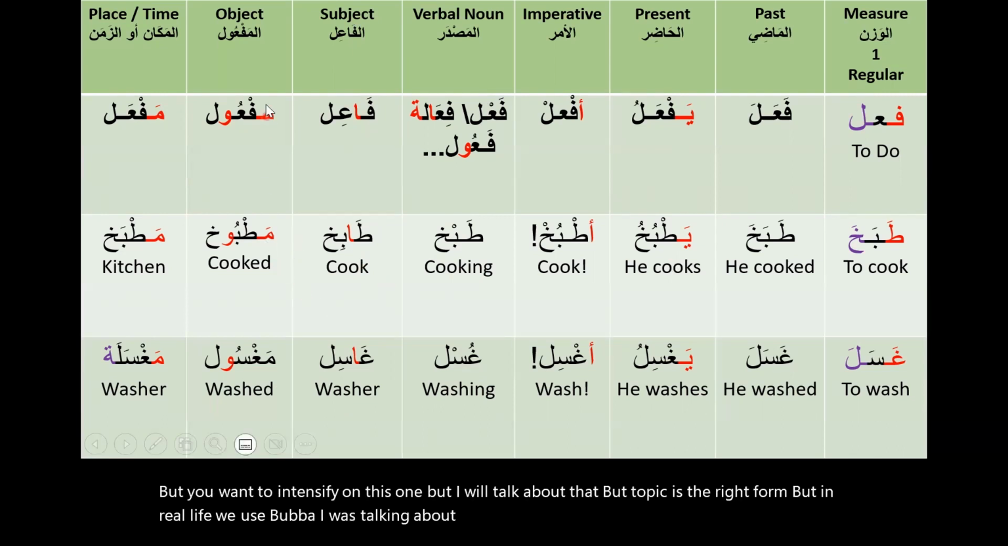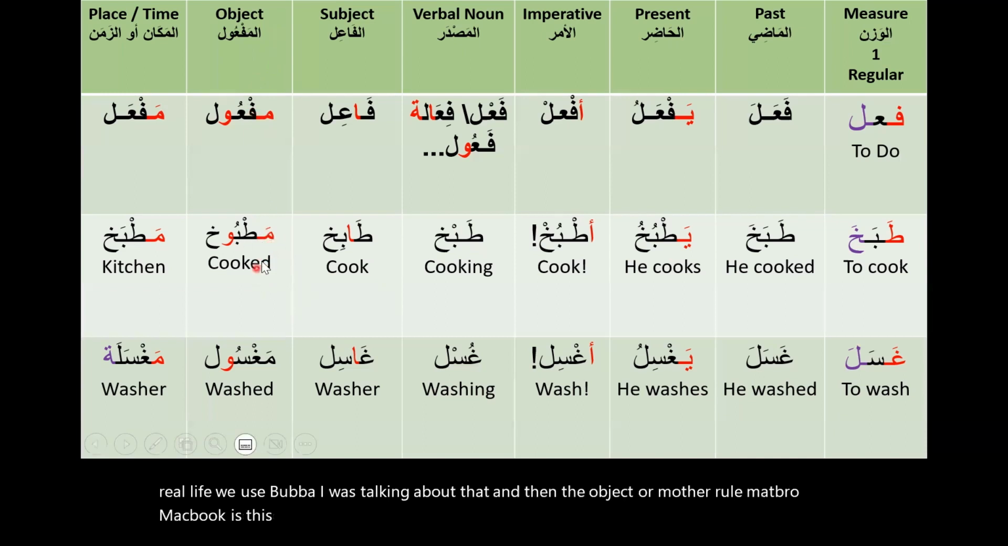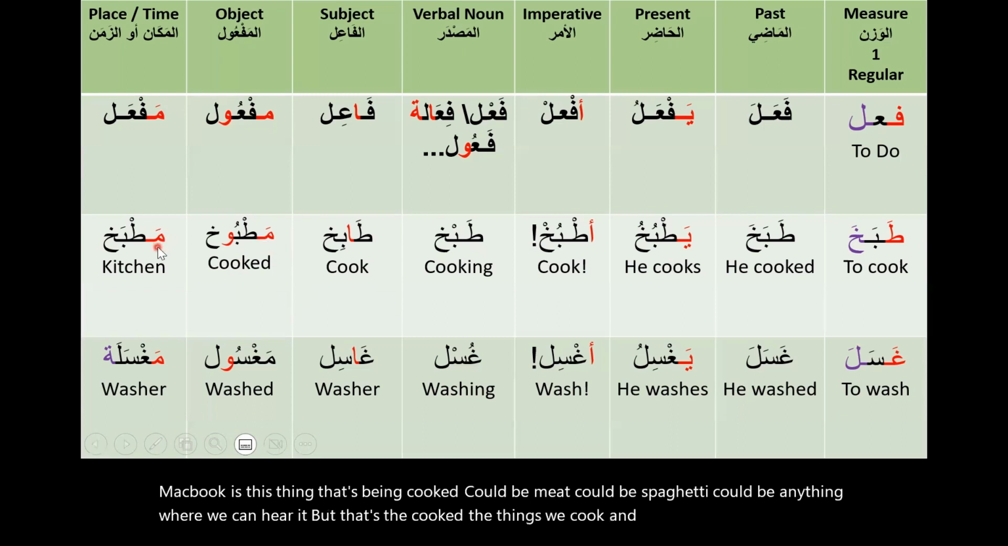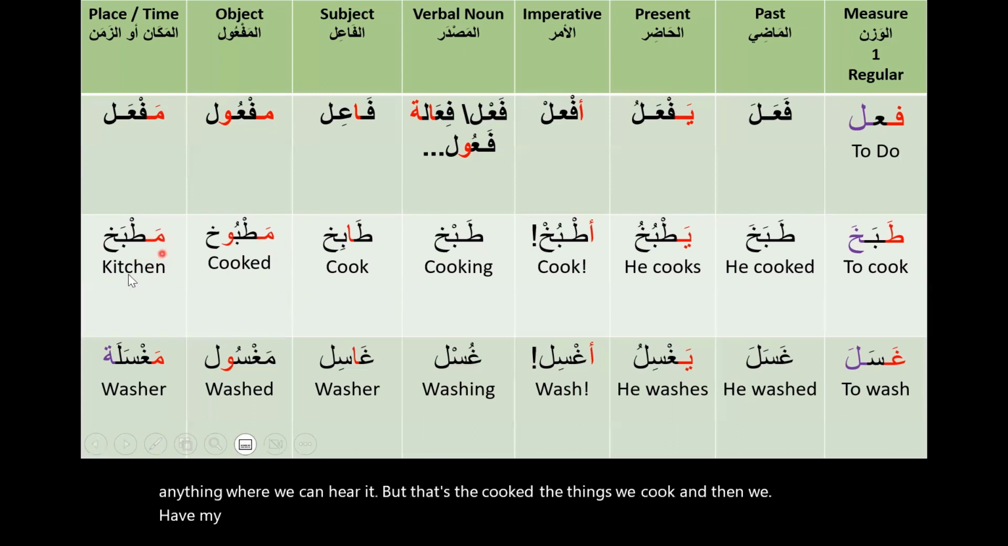And then the object or maf'ul, matbukh. Matbukh is this thing that's being cooked. Could be meat, could be spaghetti, could be anything. And then we have matbakh, the place of cooking, and that is the kitchen.